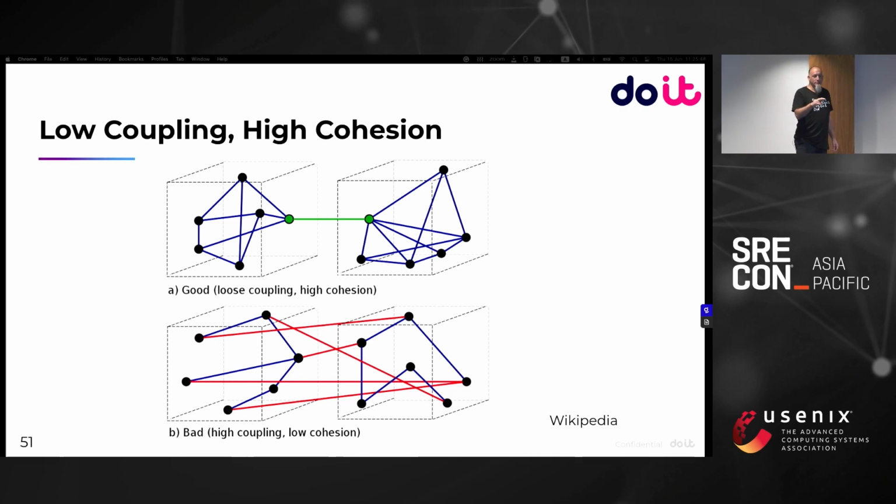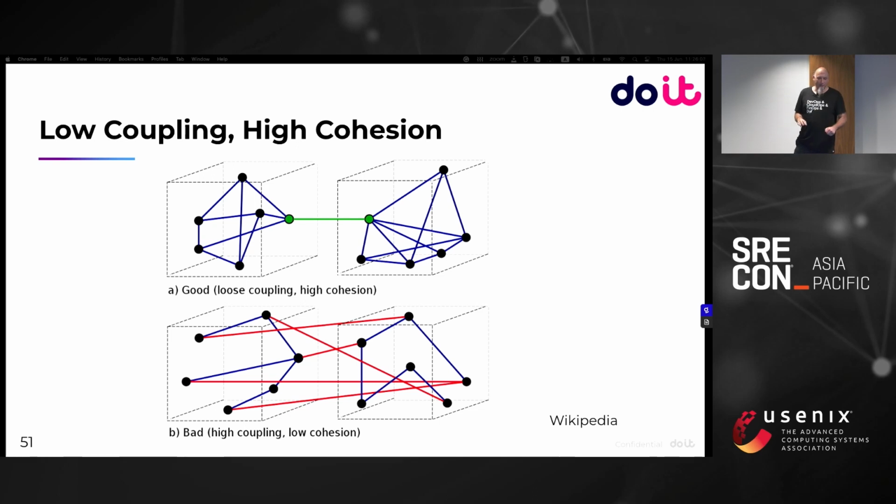As you see, inside each box are a number of dots that talk to each other, they relate to each other. They're in the same box, they belong together. Meanwhile, between the boxes, there's very little linking. There's that one green line. So, highly cohesive inside the unit, but low coupling between the units.